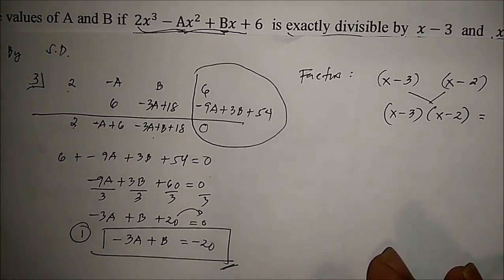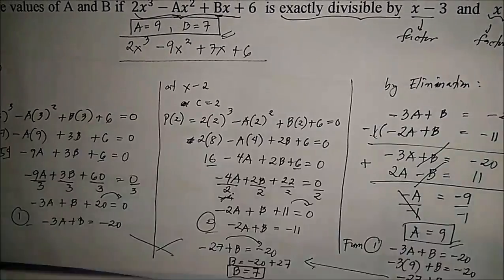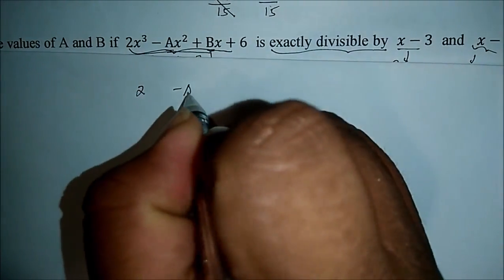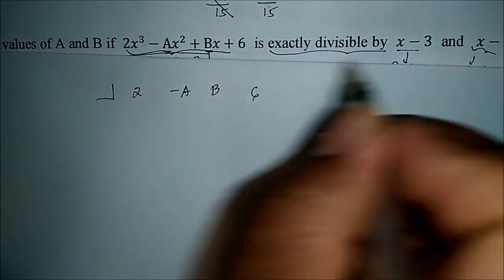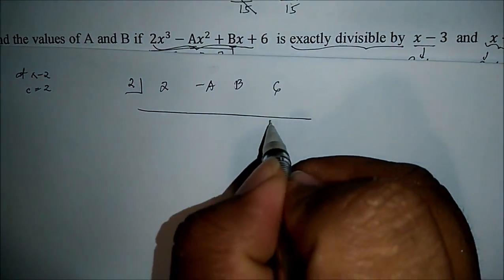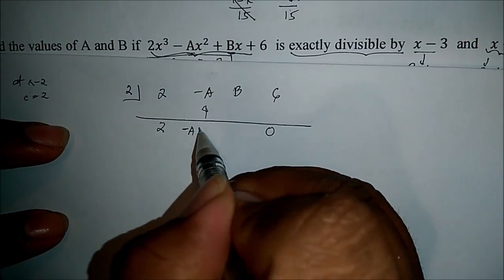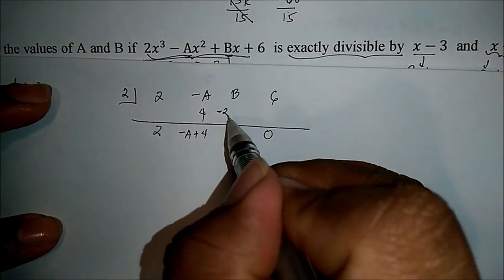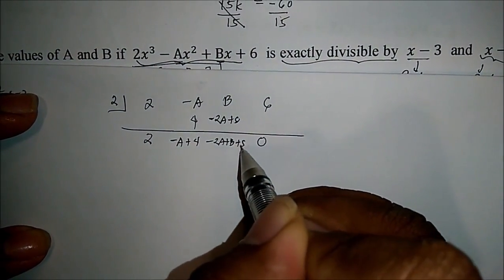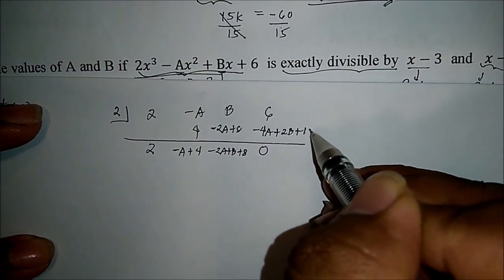Okay. Then, yung isa naman, yung x minus 2. No? So, sa x minus 2 naman, we still have 2, negative a, b, 6. Tapos, at x minus 2, our synthetic divisor is 2. So, 2 ito. Dahil factor yon, so 0 sa ilalim. Bring down 2. 2 times 2 is 4. This is negative a plus 4. Pag tinimes sa 2, that's negative 2a plus 8. Then add, that's negative 2a plus b plus 8. Multiply, that's negative 4a plus 2b plus 16.